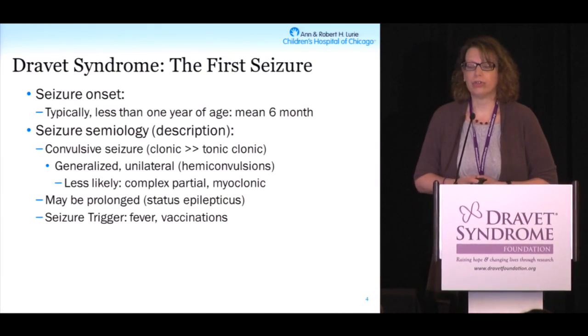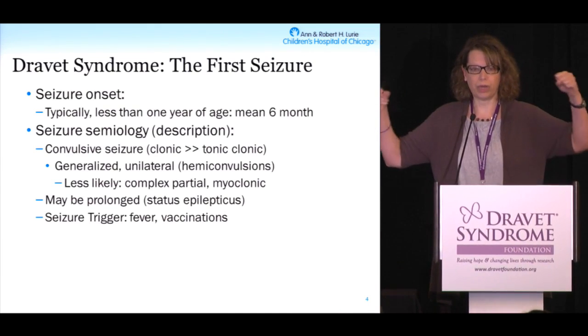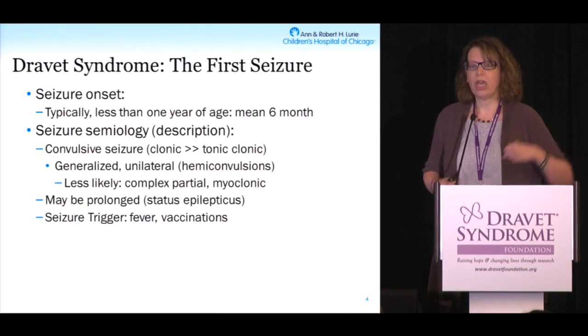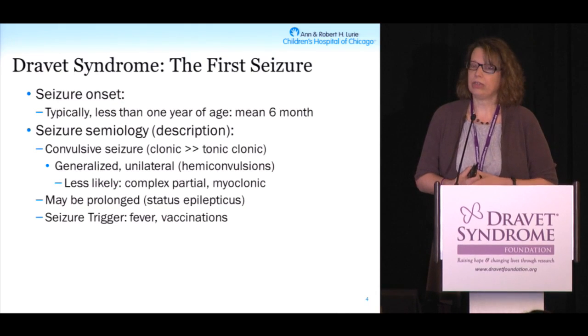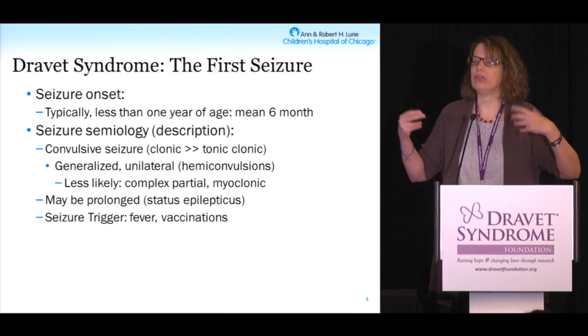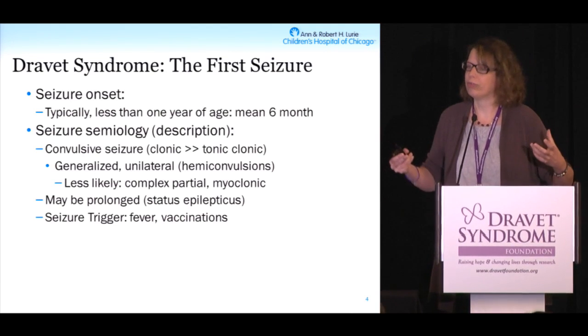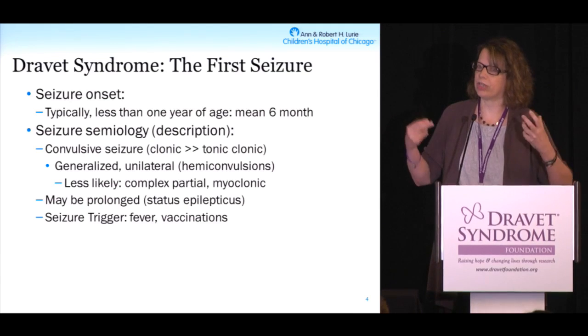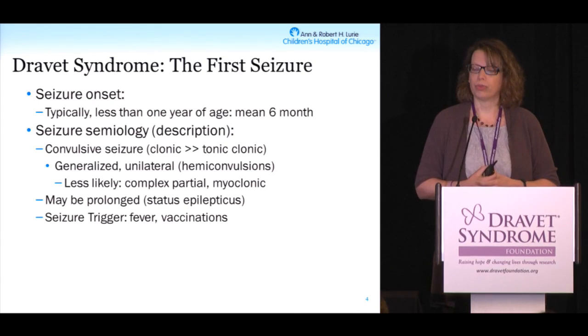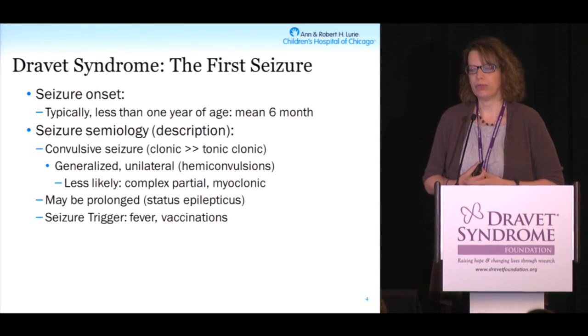That very first seizure is typically a convulsion, either full body, generalized convulsion, or a one-sided hemiconvulsion. However, I have seen plenty of patients whose first seizures were actually a complex partial seizure, some myoclonic jerks. So again, while there is a typical first seizure, if you don't have that seizure, you do not necessarily not have Dravet syndrome. As you can see, that's where this all gets a bit complex. Most of the initial seizures are usually prolonged, and they may have a seizure trigger, a fever or vaccination, especially for the first seizure.